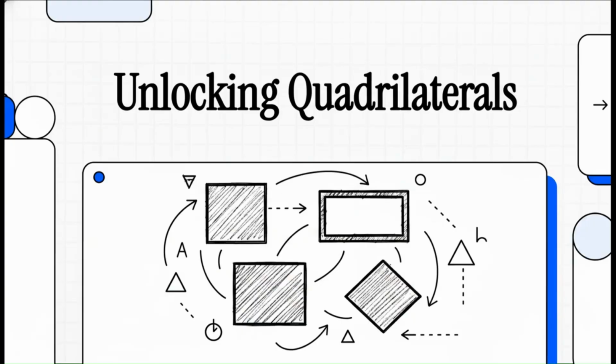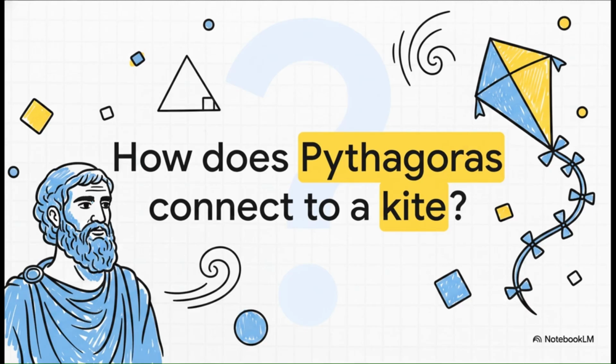Welcome to this explainer. Today, we're diving headfirst into the world of geometric shapes. Specifically, we're going to be talking about quadrilaterals, four-sided figures. But we're not just going to list them off. We're looking at them through a very specific, incredibly powerful lens that is going to completely change how you view geometry.